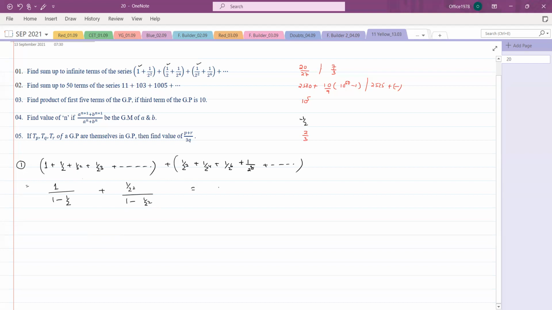That means the first one became 2, the second one became 1 by 4 upon 1 minus 1 by 4, that is 3 by 4, which is 1 by 3. So 2 plus 1 by 3 is 7 by 3. 7 by 3 is the correct answer.